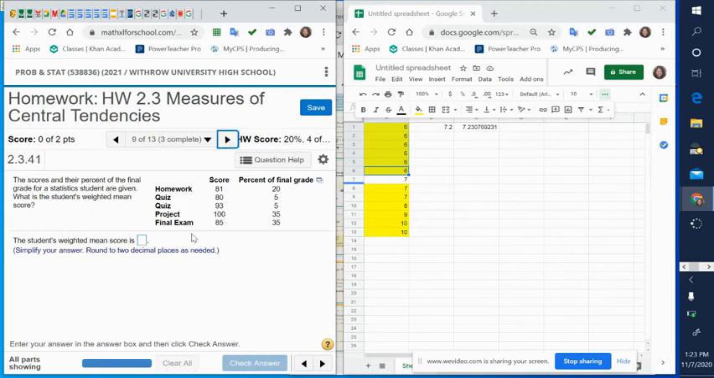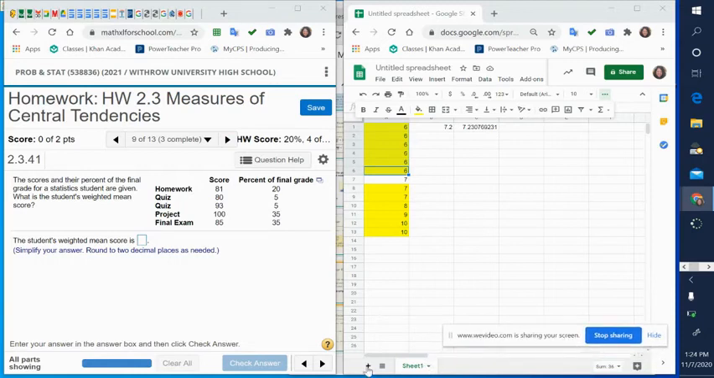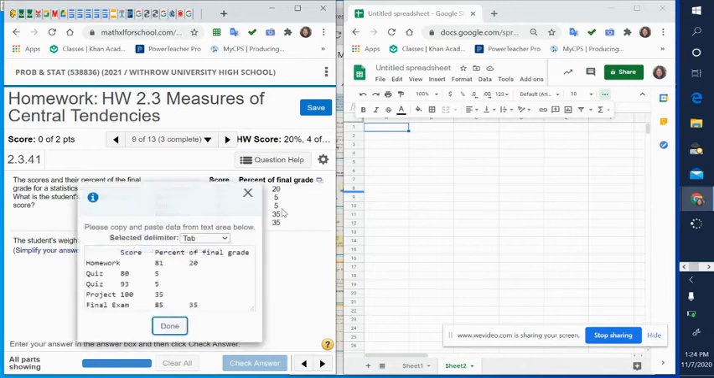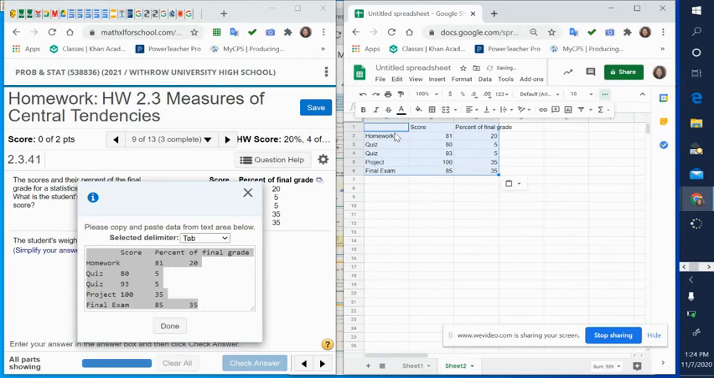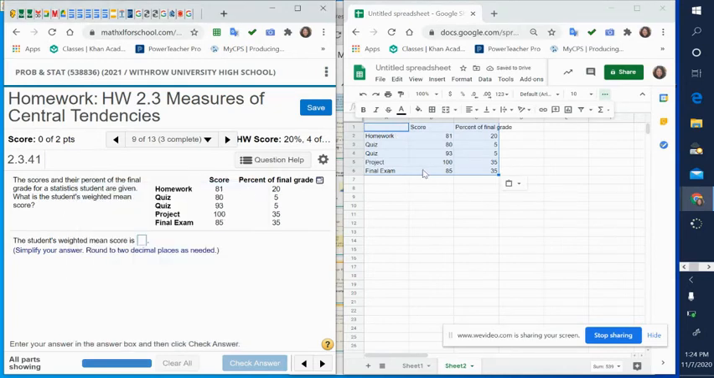Okay, now weighted average. I'm now going to show you how to use a spreadsheet to do the weighted average. So I'm going to click on here and say copy to clipboard, Control C, copy. Let's see what happens. Perfect. Control V over here. So I got all that data. It says the scores and their percent of the final grade for a stat student are given. What is the student's weighted mean score?